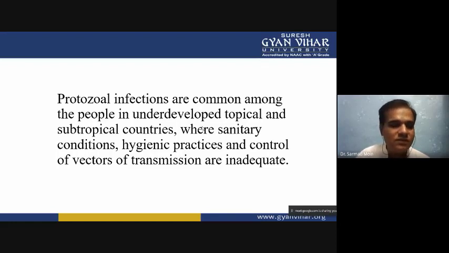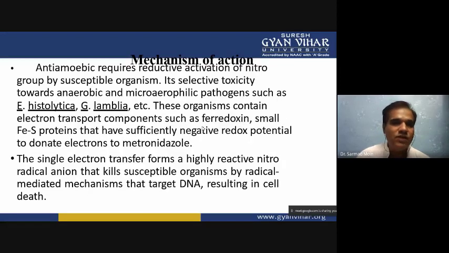So always when we are using water, we have to boil it completely, and only then use it. If we are eating uncooked material, and this uncooked material has Entamoeba infection, then we can easily get amoebic disease. Now, the mechanism of action of these anti-amoebic type of drugs.